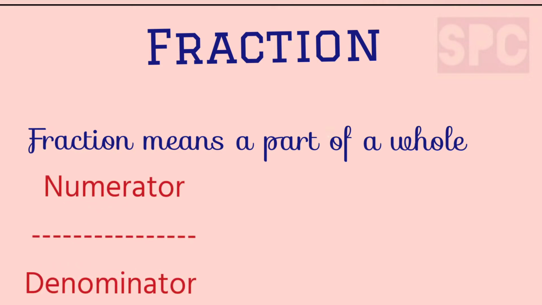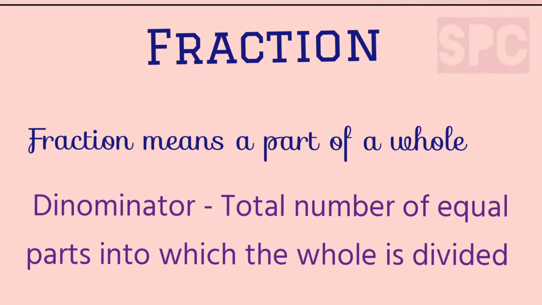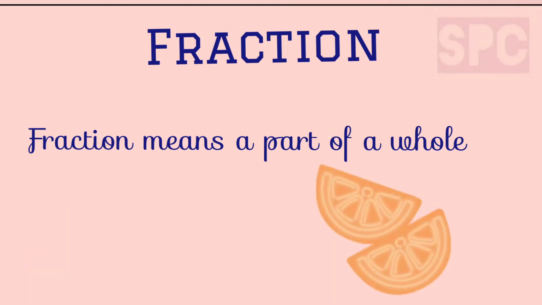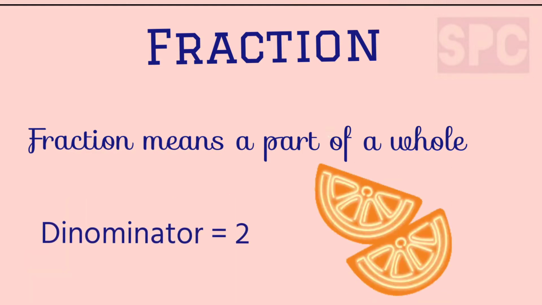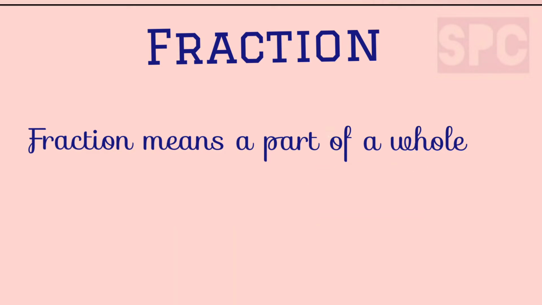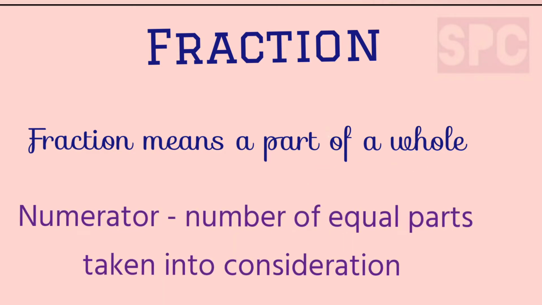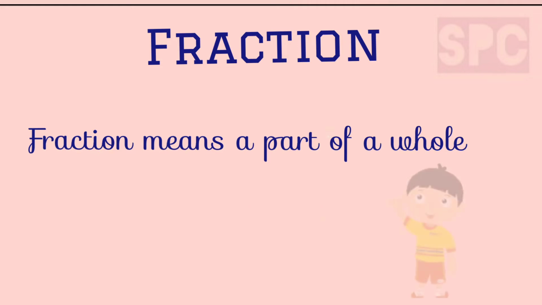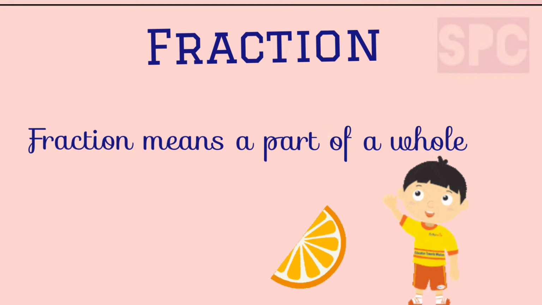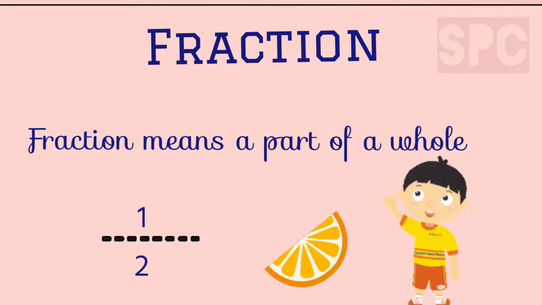A fraction is written in the form of numerator upon denominator. Here, denominator is the total number of equal parts the whole is divided into. For example, this orange slice is divided into two equal parts, so the denominator will be 2. And numerator is the number of equal parts taken into consideration. So, if we want to know what fraction of the orange slice your brother got, then it will be 1 by 2. 1 is the number of slices which he had got, and 2 is the total number of slices in which the whole slice was divided into. So, it will be 1 by 2.